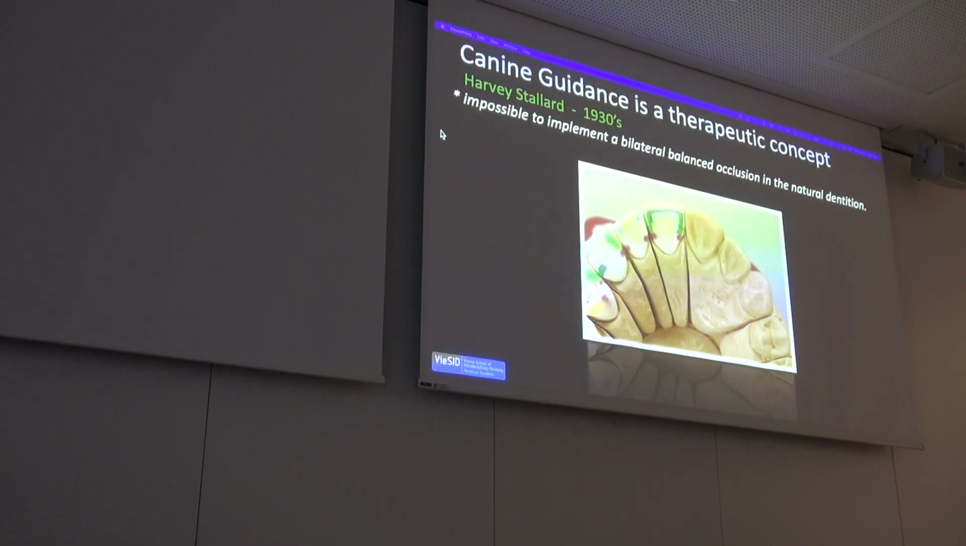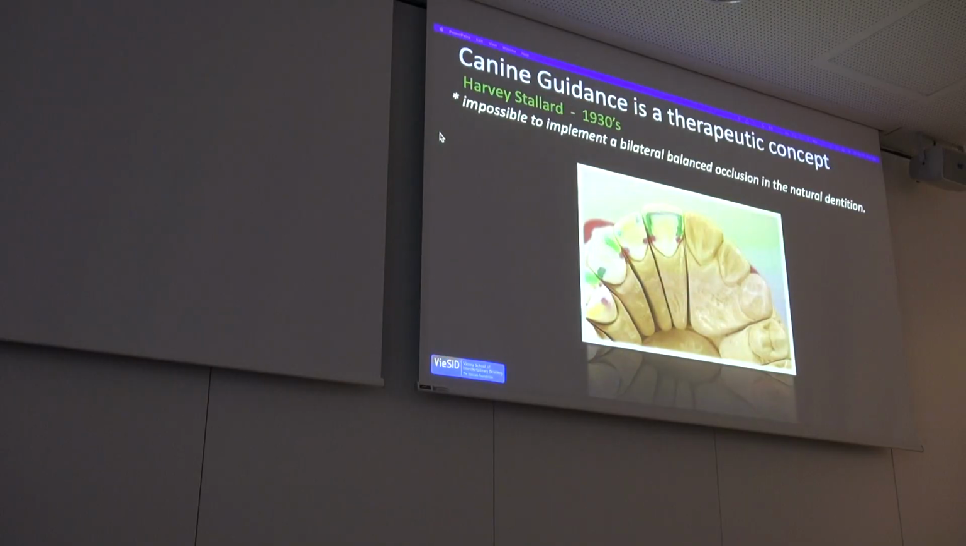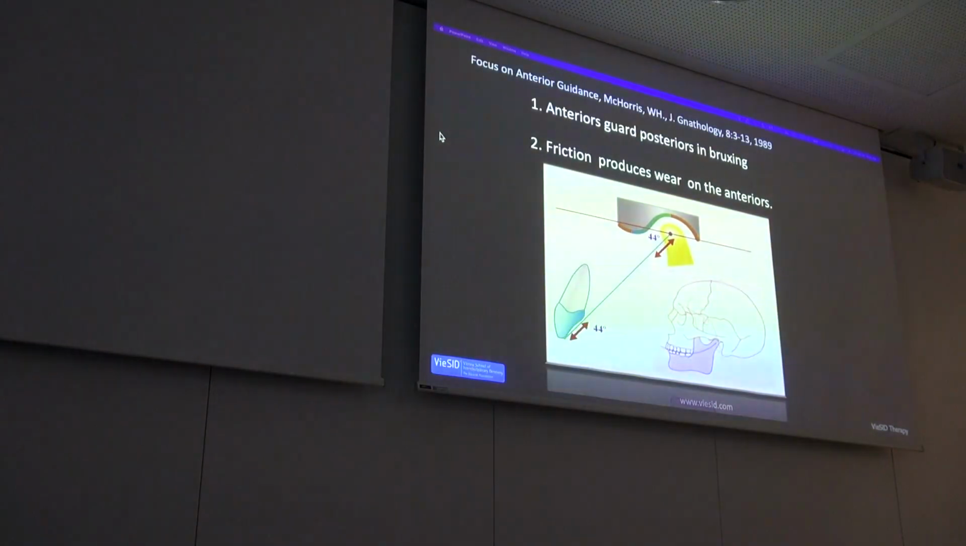So Harvey Stallard in the 1930s, he came up with canine guidance, anterior guidance as a way to help solve his problems where they had a bilateral balance on the dentures, and now we're trying to fix teeth. Boy, that's hard to do on the teeth, as I said. So he came up with cuspid guidance, the theory of it, which of course took over and dominated so much of our thoughts. But all of us that are VSED trained have in the back of our minds this little thought going, okay, but when do we use cuspid guidance? How much do we use? Can we use too much of it?